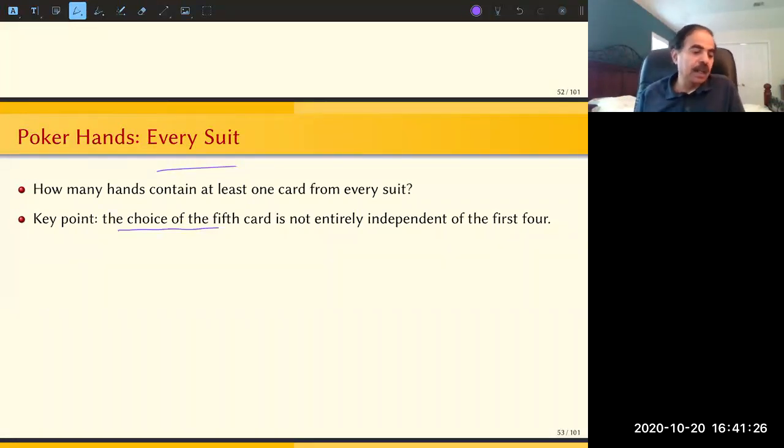Okay. So does anyone want to try? How can we count this? Right, so you want to have all 4 suits in your hand. Yes? Anybody? No?